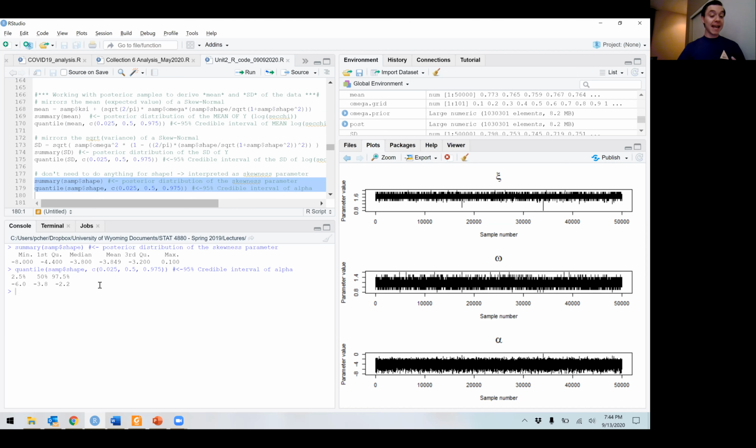So we can say that our data are significantly left skewed. If you wanted to say that, you could do that because your 95% credible interval has excluded 0 and all the positive values as well.